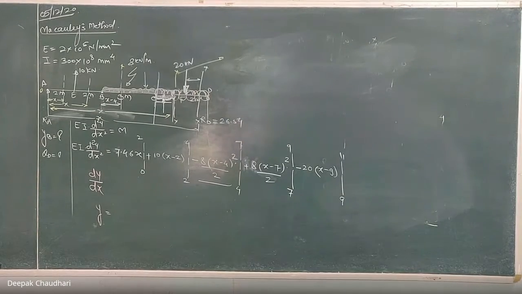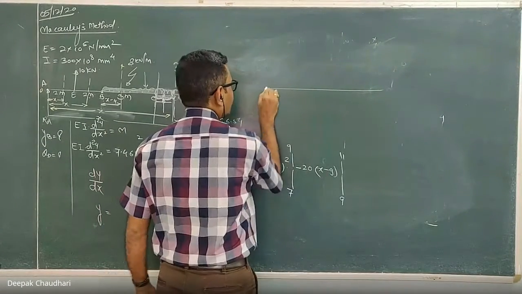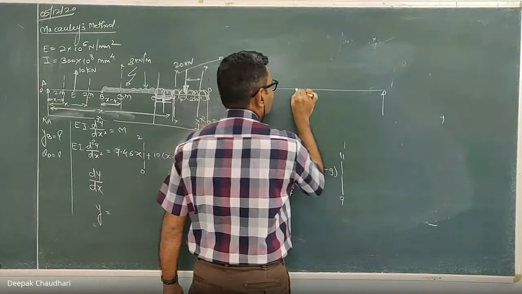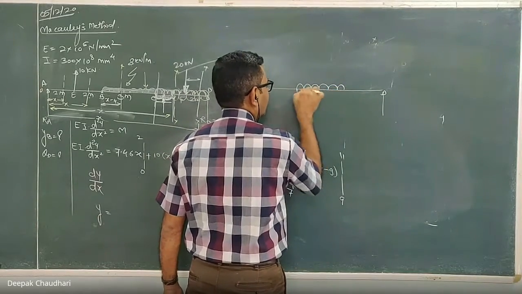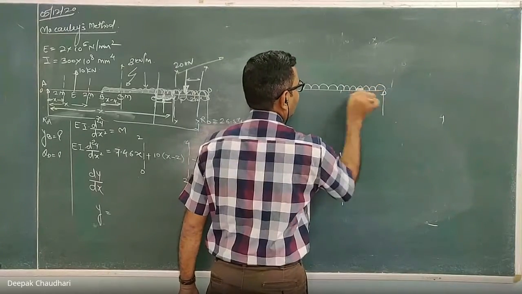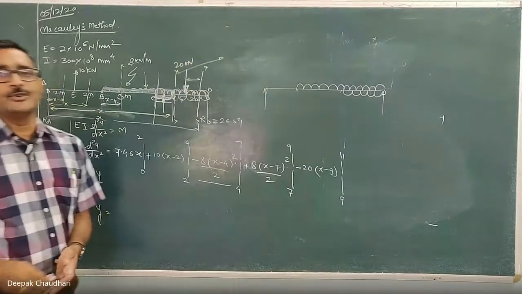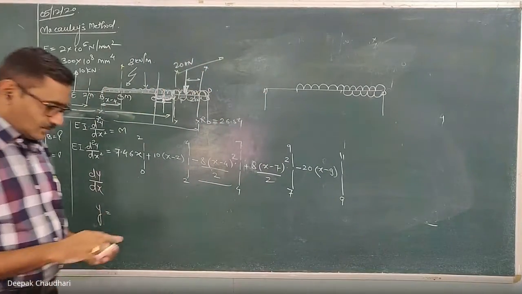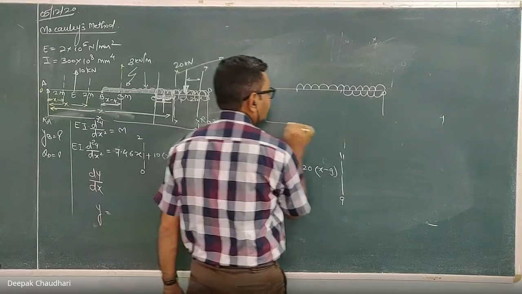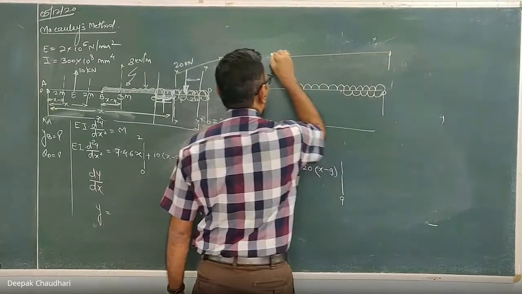Whenever there is a UDL, the ultimate conclusion is that if there is a UDL spread at the intermediate length of the beam, you have to add the additional UDL up to the end of the beam, and to compensate that, show the upward UDL also. Then second one, if there is a UDL at the end, no need to make any change.